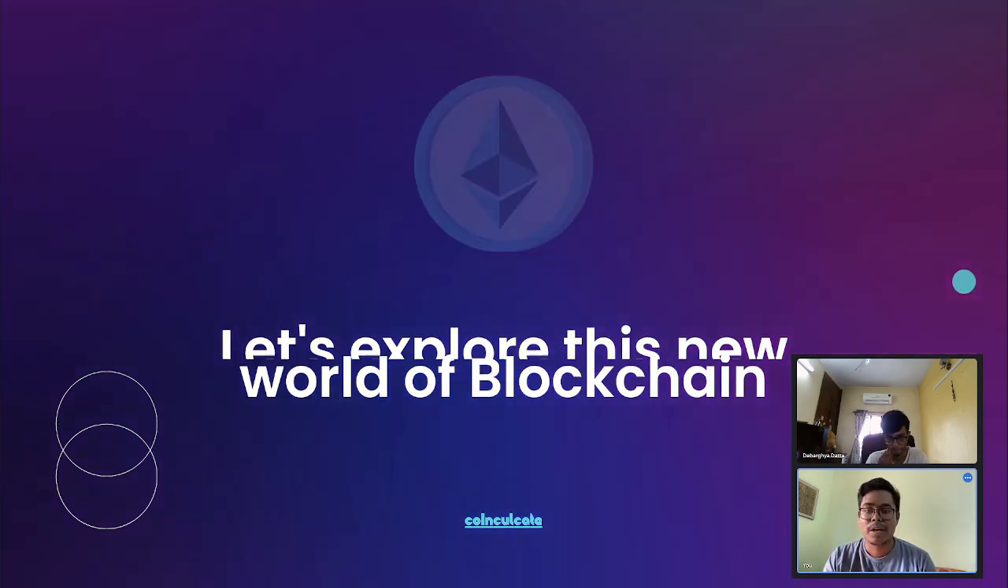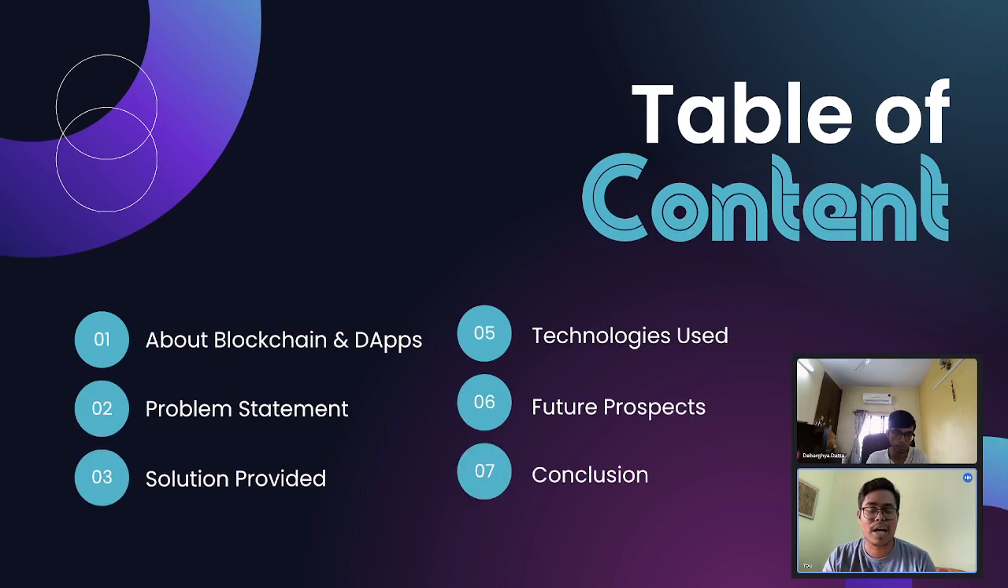All right. Now, coming to the next page, we have the table of contents, which are basically the topics that we'll be talking about. We'll be talking about blockchain, decentralized applications, the problem statements that we are catering to, the solutions that we are providing, technologies used, some of the future prospects, and then we'll be concluding the entire presentation.